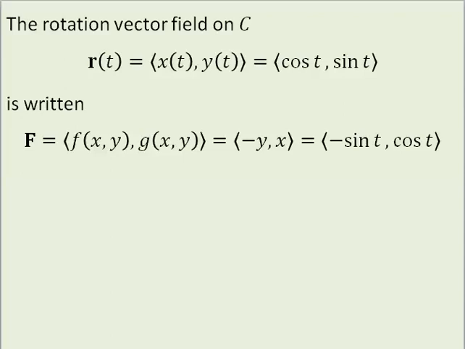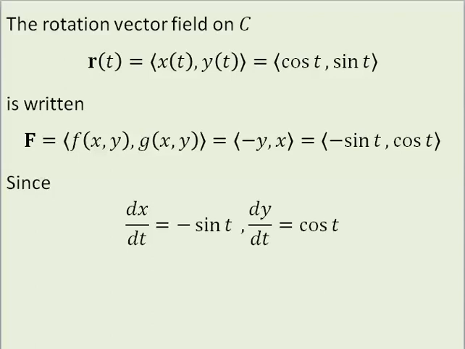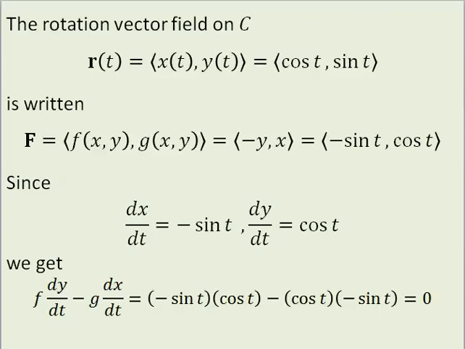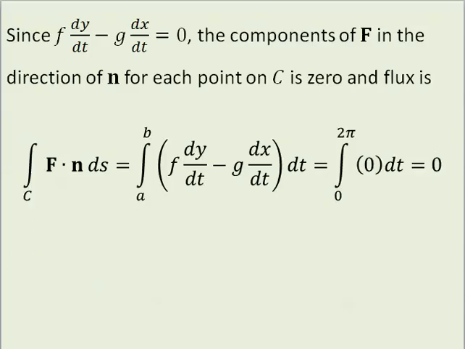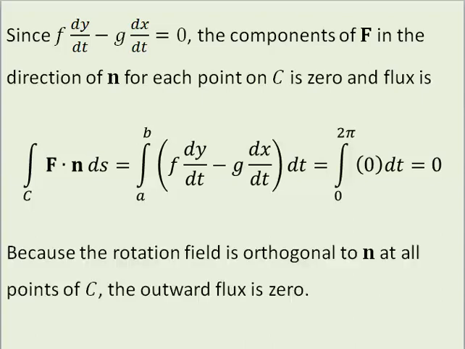The rotation vector field on C, let's look at that. Again, dx/dt and dy/dt, we have to find that. And then we need to find f times dy/dt minus g times dx/dt. In this case, it's equal to 0. And since we get 0, the components of F in the direction of n for each point on C is 0, giving a 0 flux. Because the rotation field is orthogonal to n at all points of C, the outward flux is 0.